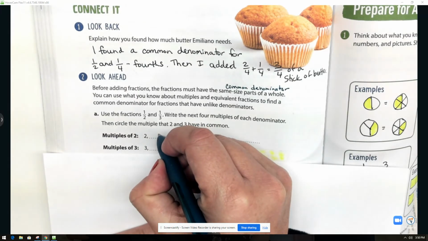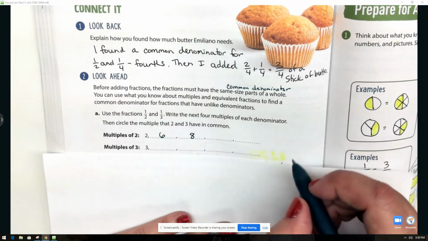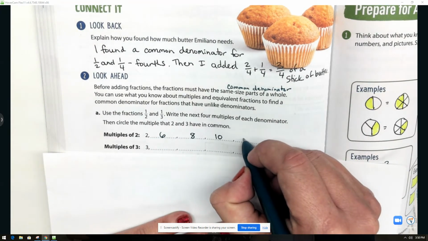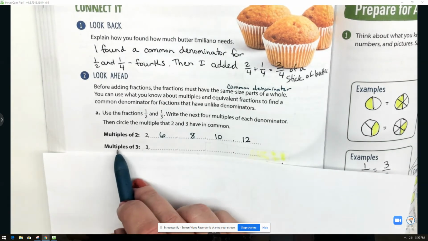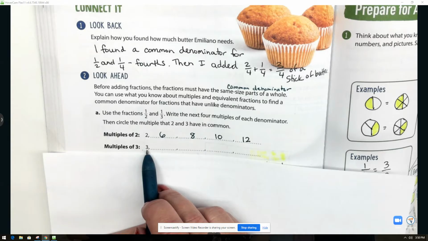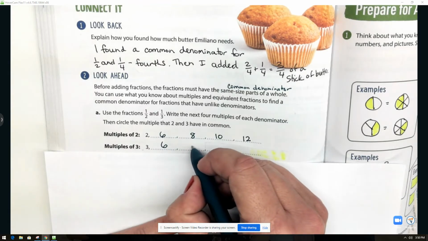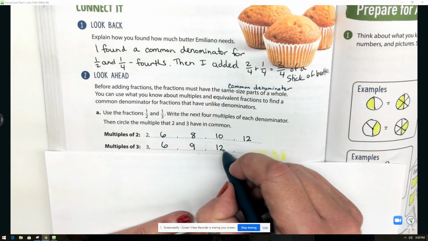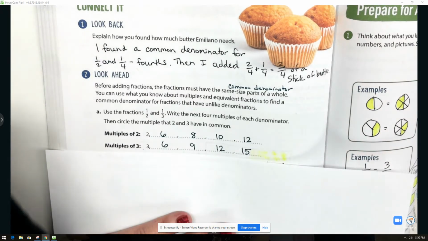2 times 3 is 6. 2 times 4 is 8. 2 times 5 is 10. And 2 times 6 is 12. When we look at multiples of 3, 3 times 1 is 3. 3 times 2 is 6. 3 times 3 is 9. 3 times 4 is 12. And 3 times 5 is 15.